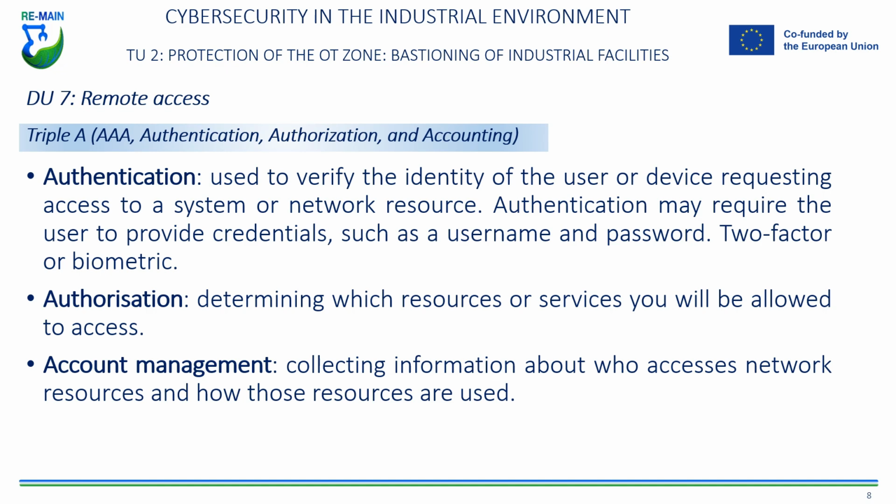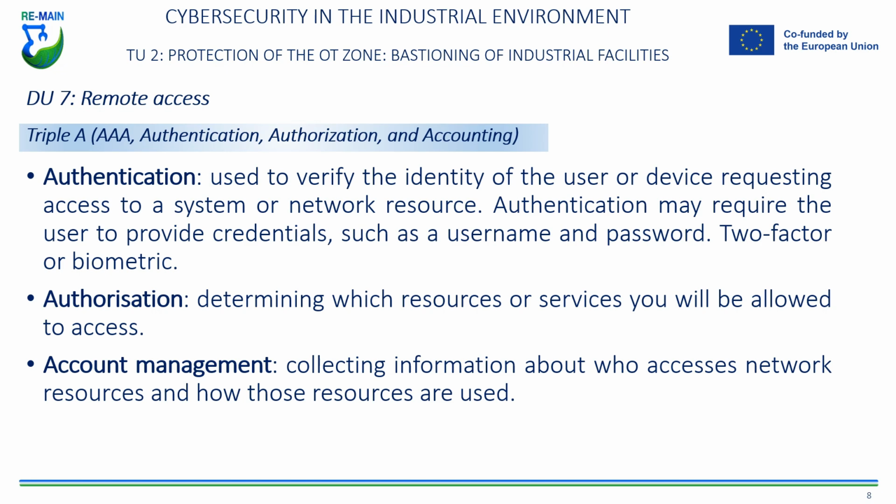Authorization may be role-based, where users are given access to different resources depending on their role in the organization. Account management. This process is used to log and audit the use of network resources. This includes collecting information about who is accessing network resources and how those resources are being used.